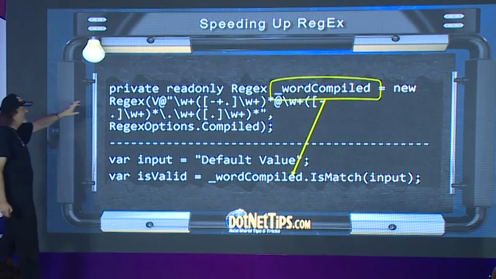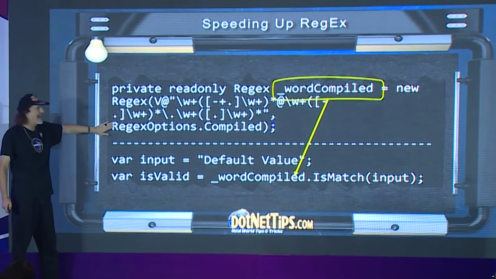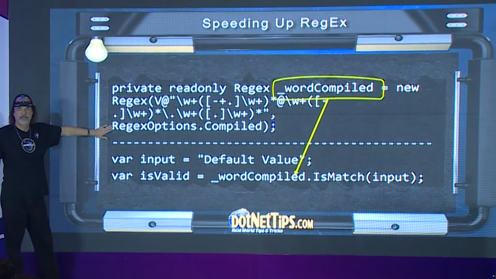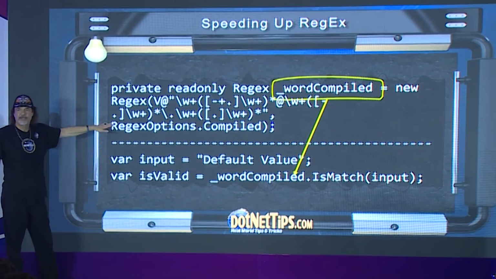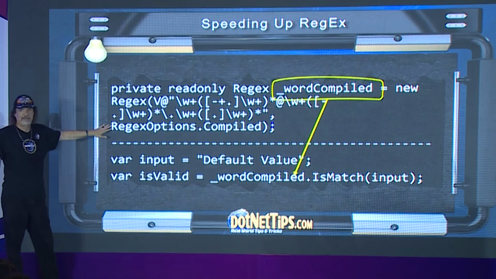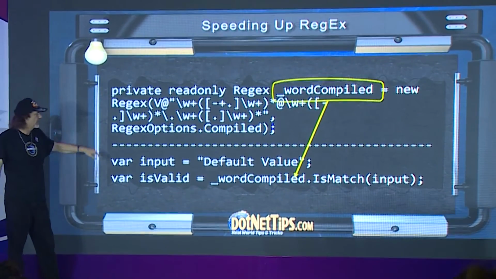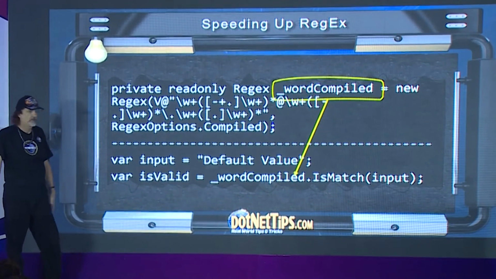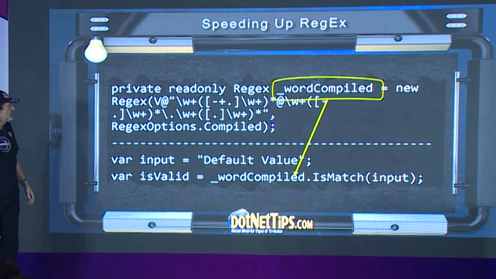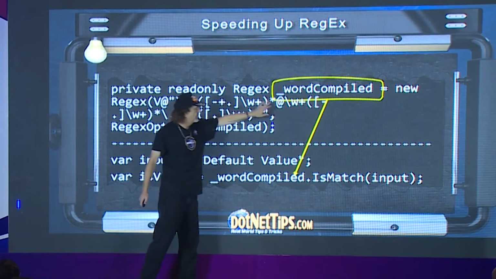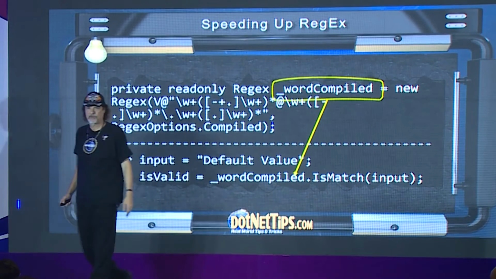So here's an example. It's the exact same thing. Here I am compiling it, right? Because when you compile it and then use it, it's going to be a heck of a lot faster, okay? As you're going to see here in a second. And then here's the word, and then you just do is match, okay? But we're using it from the field, not within the method, okay?